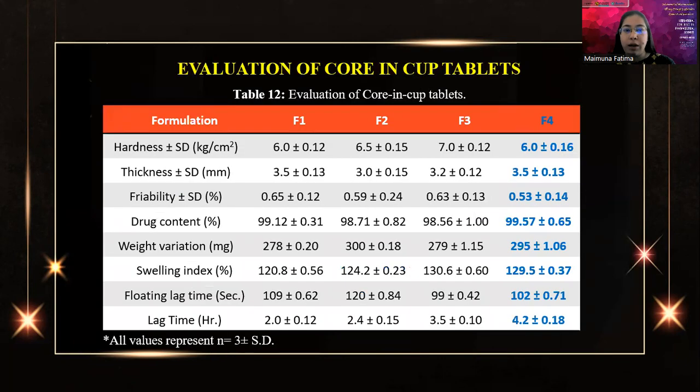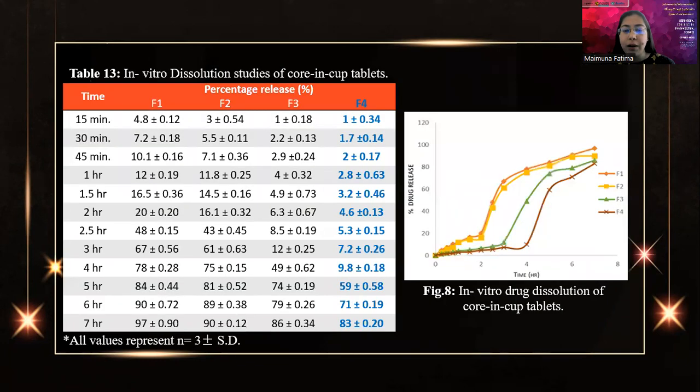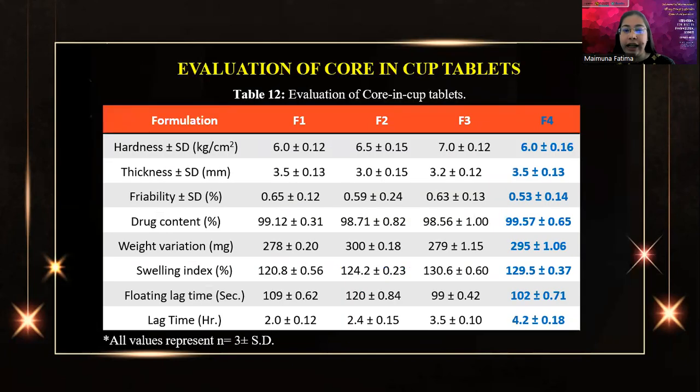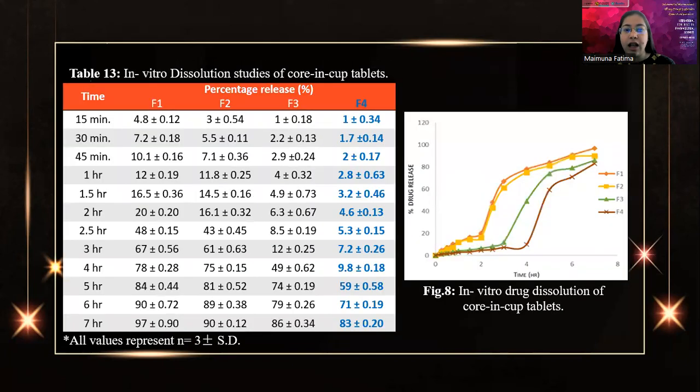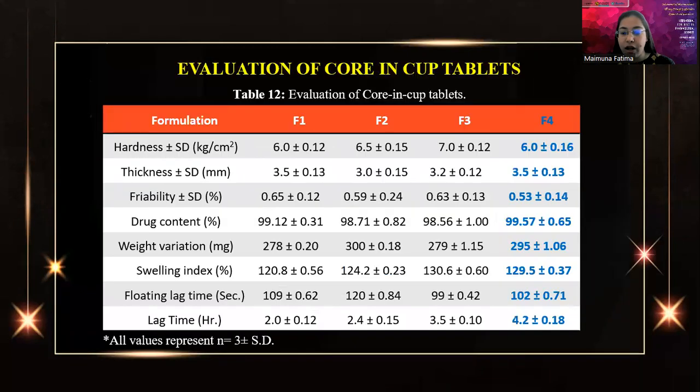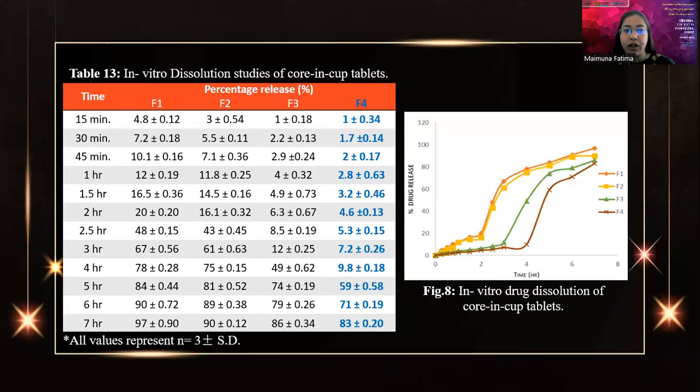Then the core and cup tablets were prepared and evaluated. It can be seen that with the increase in the concentration of HPMC K4M, the lag time increases and the drug release decreases. From the dissolution studies, formulation F4 was selected as the optimized formulation, and it successfully showed a lag time of around 4.2 hours.